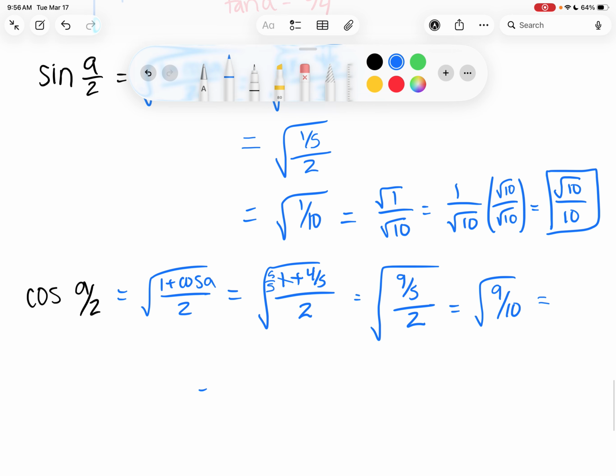So 3 root 10. Yep, square root of 9 over square root of 10 is going to become 3 over the square root of 10. Rationalized, it then becomes 3 root 10 over 10.